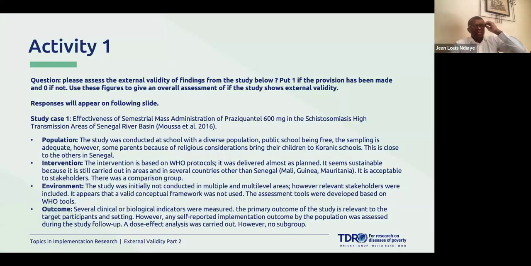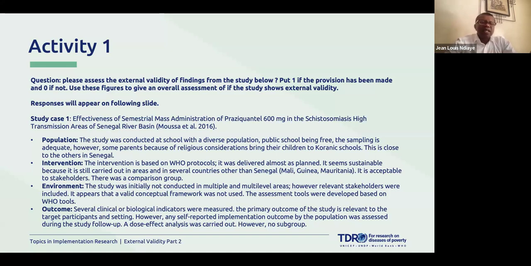This study was published by Moussa et al. And the title of the study is Effectiveness of Semestrial Mass Administration of Praziquantel, 600 milligrams in the schistosomiasis high transmission area of Senegal River Basin, by Moussa and colleagues. Moussa was working in the northern part of Senegal.